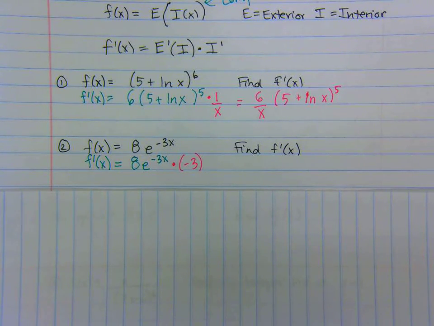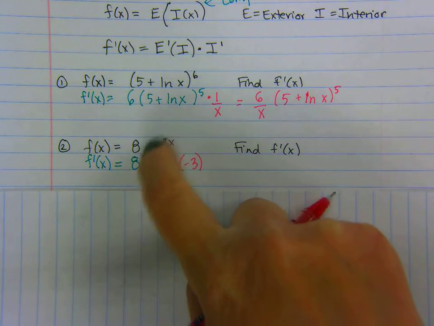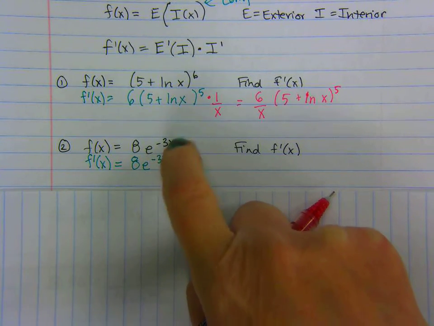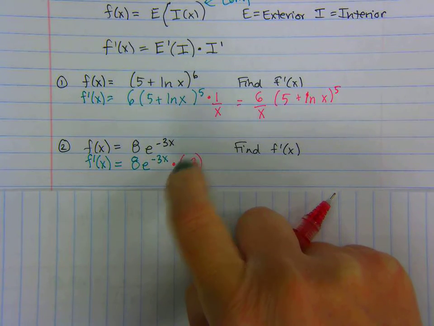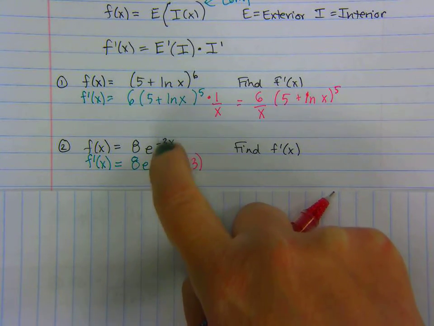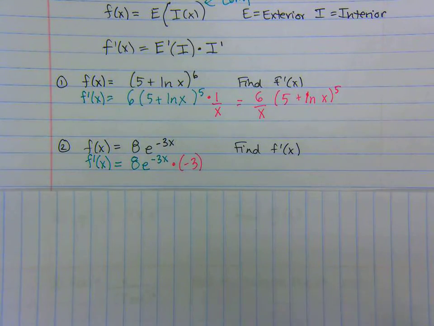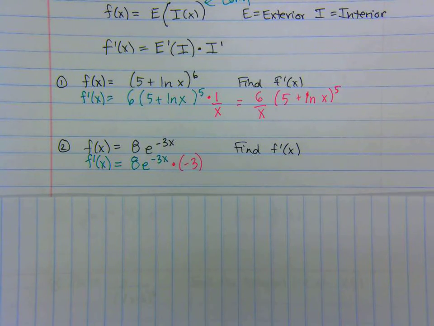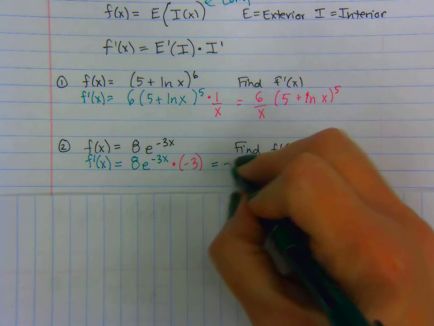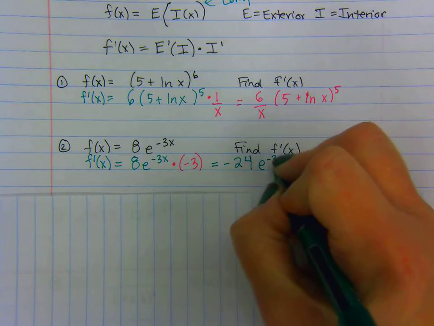Okay, so it's the outside function, which for this one, the derivative of e to the x is e to the x, times the derivative of the interior function, which is negative 3x. Okay, and then you just simplify it. So we have negative 24 e to the negative 3x.